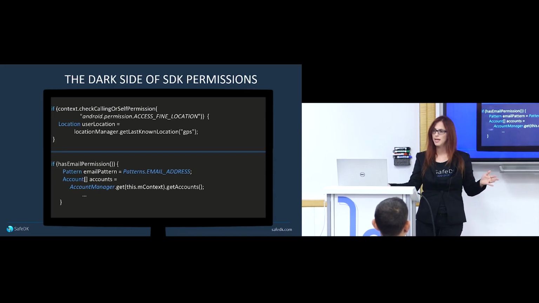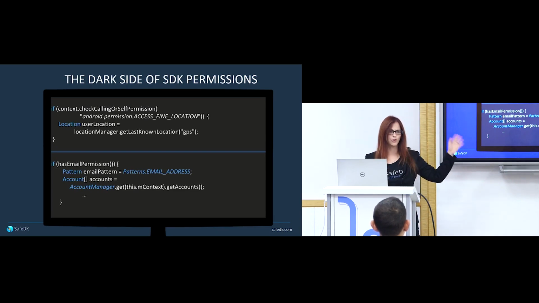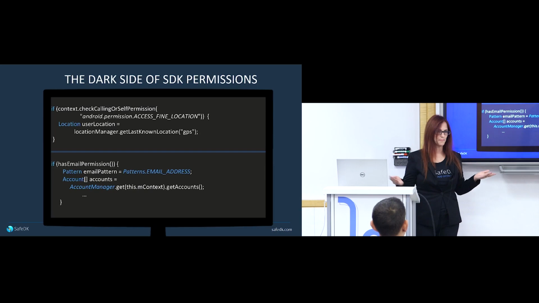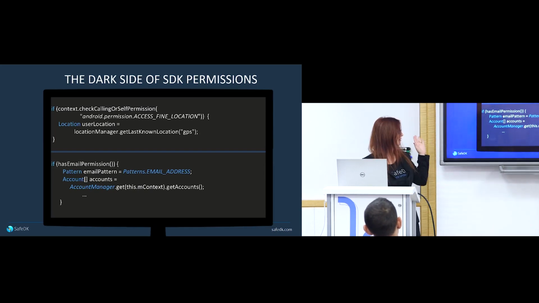If so, go to the GPS, please bring me the location of the user. Does the application have permission to go to the email account of the user? If so, please bring me the email account of the user. Now they are sending it to third party servers, sometimes encrypted, sometimes unencrypted, but this is actually the case. And you as an app developer are responsible for these cases.